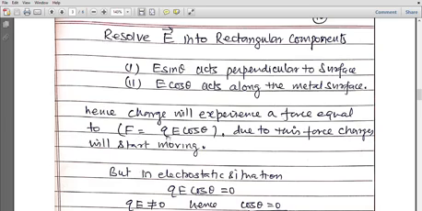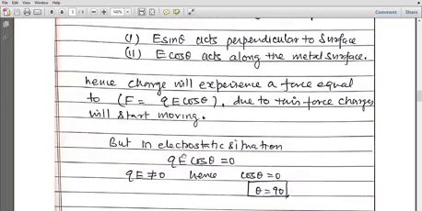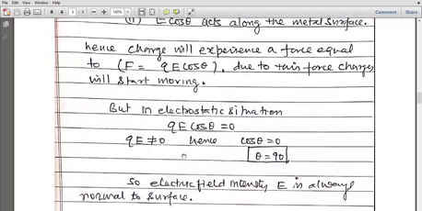Force is equal to charge into electric field. Charge is q, electric field is E cos theta. Due to this force, charges will start moving. क्योंकि चार्ज है, चार्ज पर अगर फोर्स लगेगा, मेटल सरफेस के अलोंग है, तो चार्जेस मेटल सरफेस के अलोंग मूव कर सकते हैं. But in electrostatics the net force on charge is equal to 0.